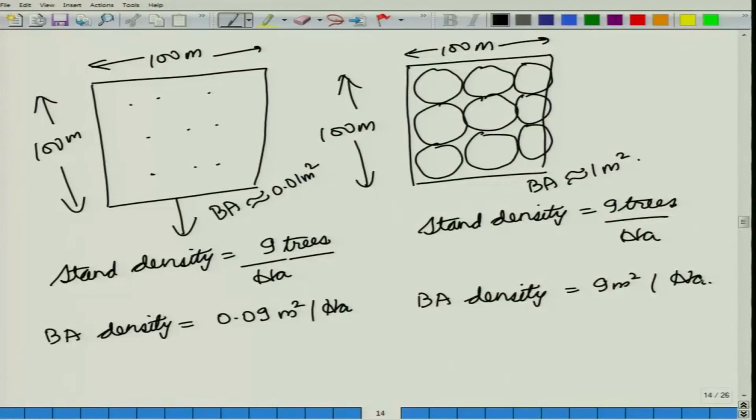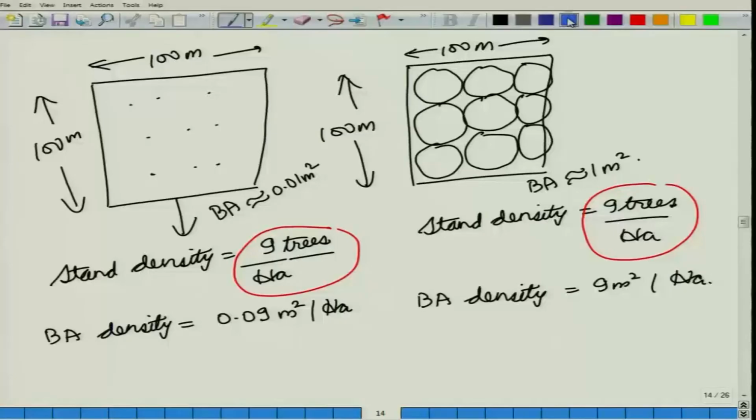So, essentially the stand density, 9 trees per hectare here and 9 trees per hectare here, will not be able to tell us the amount of competition in both these stands, because 9 trees per hectare is constant between both these stands. So, it is showing us that both these stands have an equal amount of competition, which is not true, because in the case of the second plot we have much bigger trees. But your basal area density is 0.09 here and 9 here. So, your basal area density is able to tell you that the amount of competition in the second stand is 100 times as much as the amount of competition in the first stand.